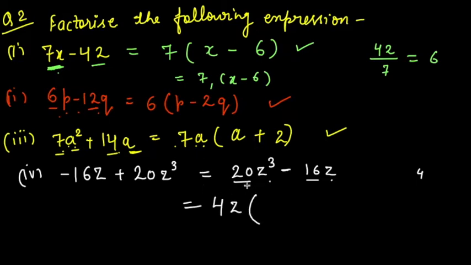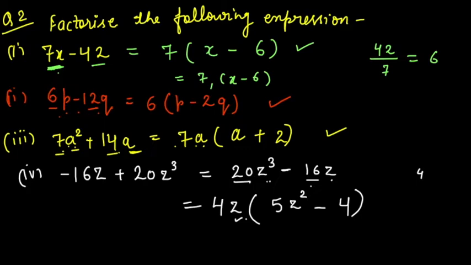Bracket. If I am taking 4 common from 20, 4 5s are 20. If I am taking z common from z cube, I am left with z square. This minus sign stays as it is. Now 4 is common from 16, so 4 4s are 16. Z has already been taken as common, so nothing is left, and you close the bracket. So this is your answer.